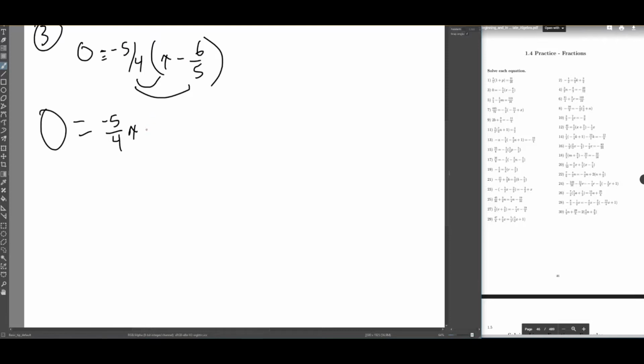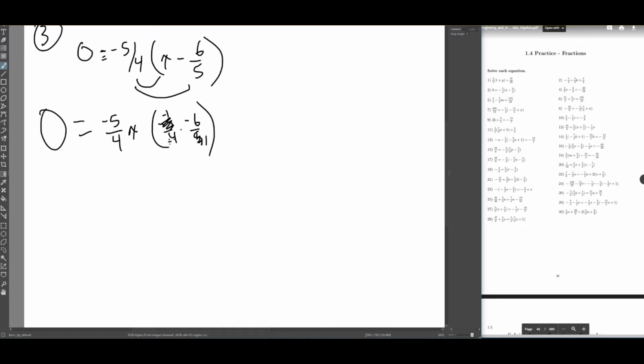Okay, so let's take a look at this problem. The 0 we can avoid for now. Let's put it right here. Equals. This is going to be negative 5 over 4 times x, and then negative 5 over 4 times negative 6 over 5.